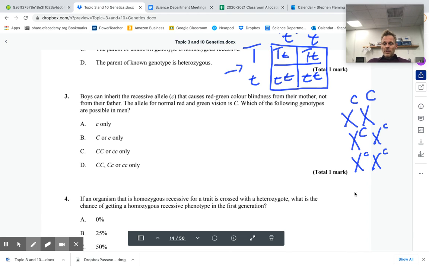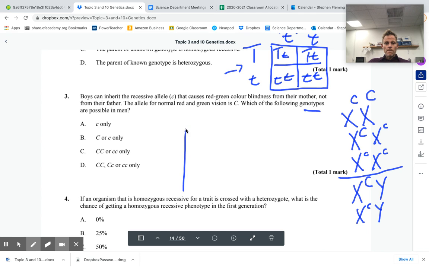Males, however, because it's only on the X chromosome, can have the big C, so you have a healthy male who is not colorblind, or the little c, which means colorblind. So here's the 3 female options, here's the 2 male options. Males cannot ever be heterozygous, just that one copy. So it says, which of the following genotypes are possible for men?